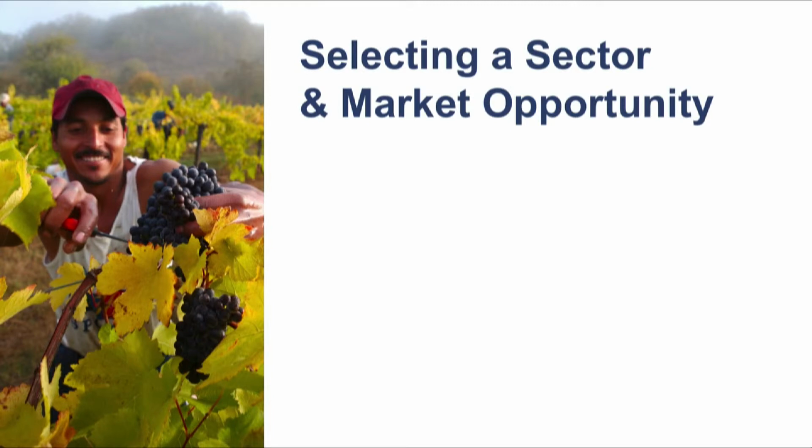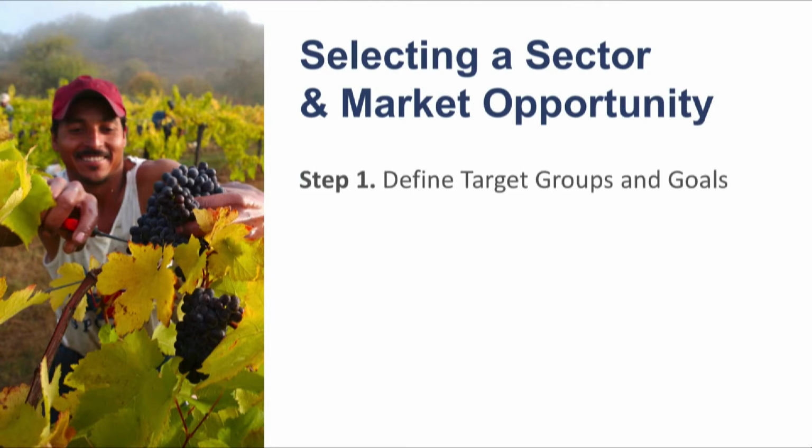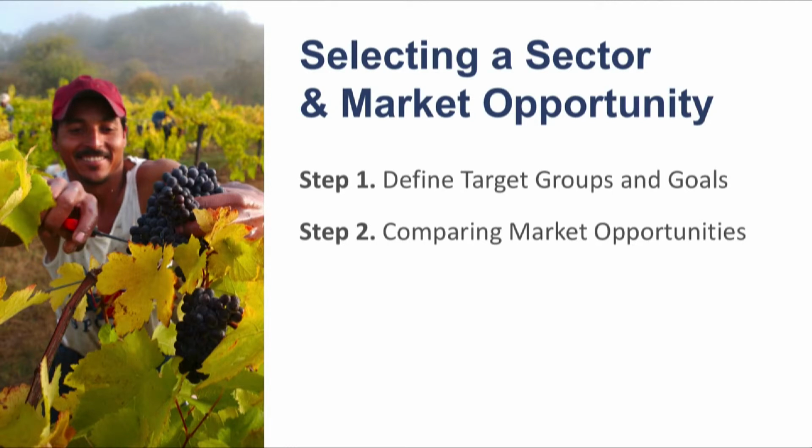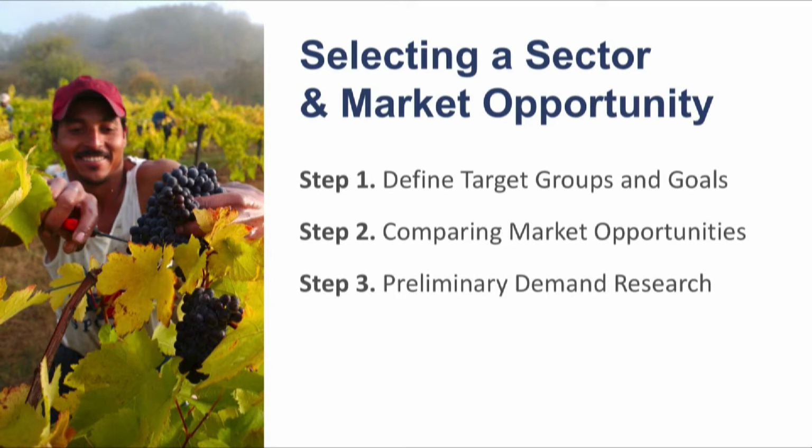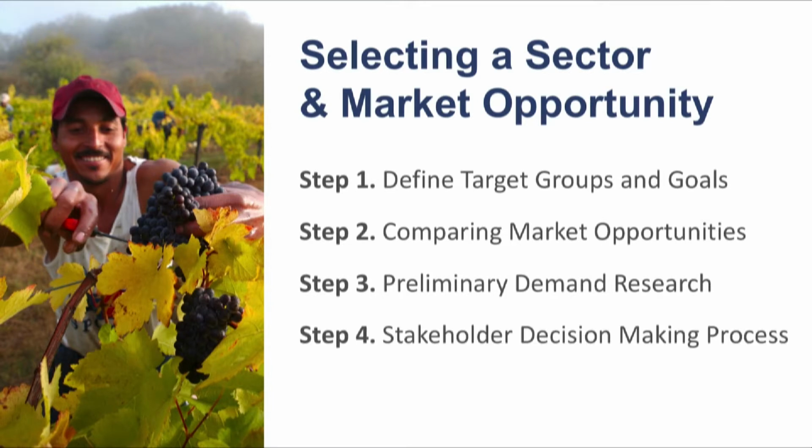So how do you go about selecting a sector and market opportunity? Here are some steps that might help you with this process. Step 1 is defining your target group and goals. Step 2 is comparing market opportunities. Step 3 is preliminary demand research. And Step 4 is facilitating a stakeholder decision-making process.